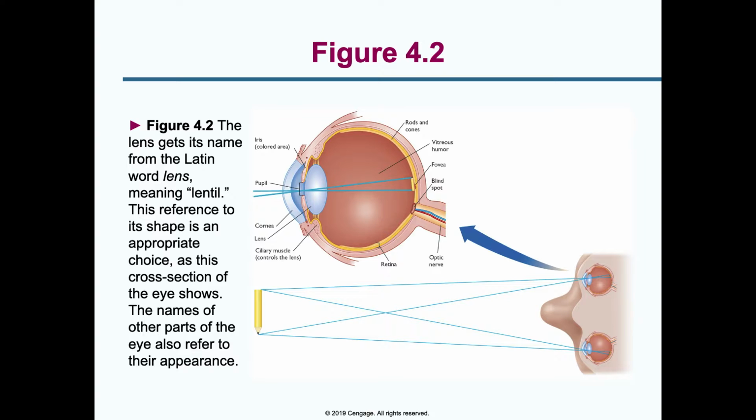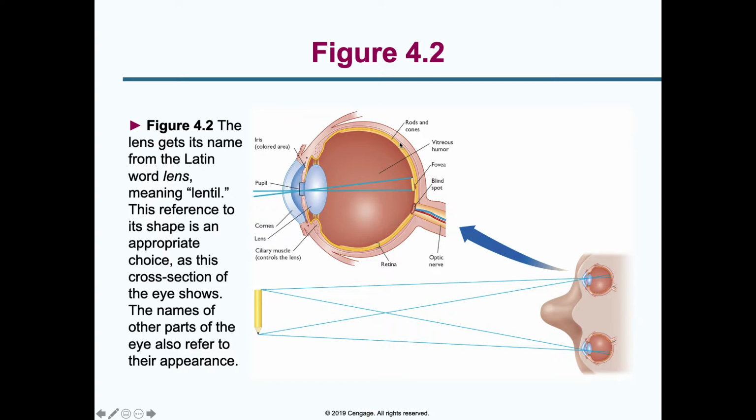Then we have something called the iris, which is the colored area right here above the pupil. The colored area, the iris, is really your eye color. So most people have either brown or blue or green eyes.